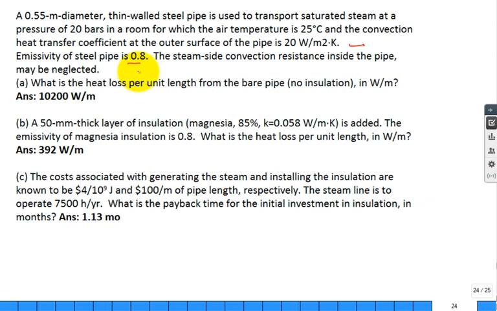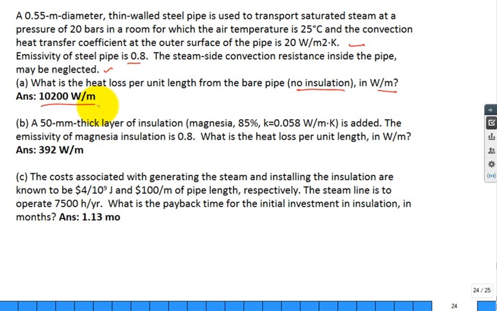All right. The steam side convection resistance inside the pipe may be neglected, meaning that the inside wall of the pipe, which is thin-walled, is going to be at the saturation temperature of the steam, which is at 20 bar. You have to look that up. Tsat at 20 bar. All right, what is the heat loss per unit length of the bare pipe with no insulation in watts per meter? On the next slide, everybody get that one okay?